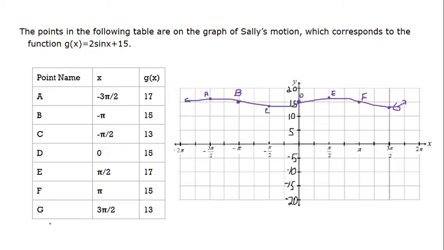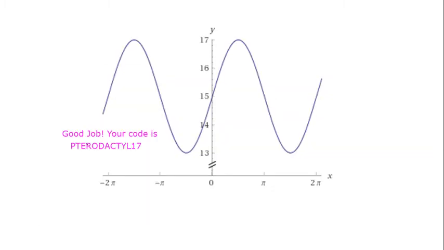So I would plot these points, and then I'd hit the check answer button, and it would have my line drawn in. So here's a better view of what the function actually looks like. And then it would give me "good job, your code is pterodactyl 17." So then I would take this pterodactyl 17 and plug it in as my answer on my project, exactly, capital letters and numbers, everything that it gives me exactly.